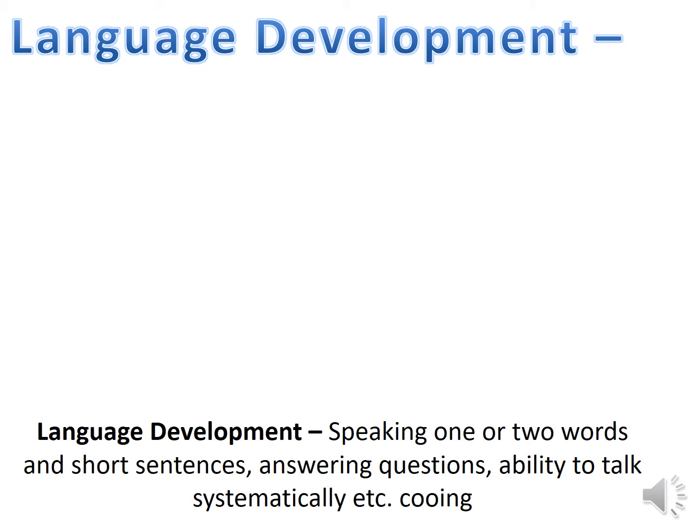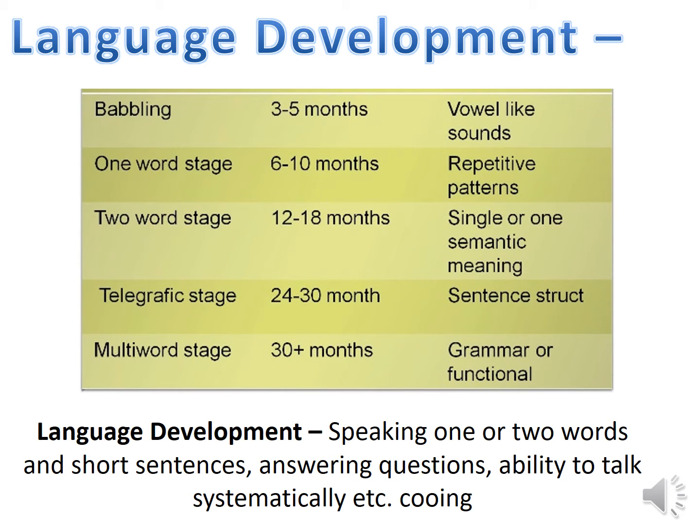Language development. As we all know, the children's first language is crying, and after that they start babbling and make sentences, which you can see in this table. It will take 24 to 30 months to make a structured sentence. And you know that language is a very important communication skill, and it's very important for a child to learn correctly how to communicate, how to use the proper vocabulary.